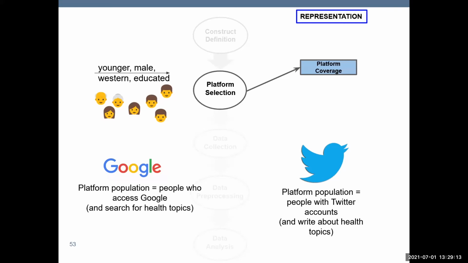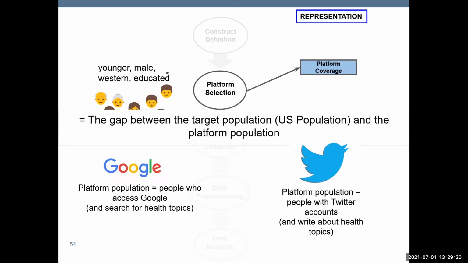So we've seen measurement errors so far. This is a representation error because we are misrepresenting the target population that we're interested in, which would have been the US population, and using the platform population as a proxy for that.